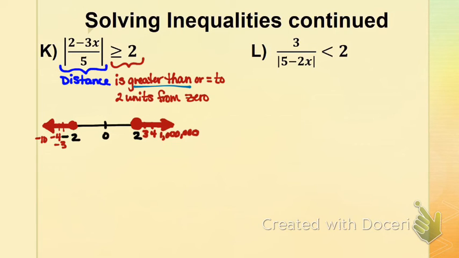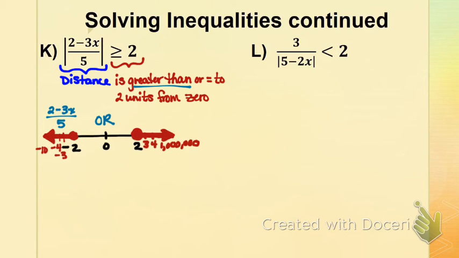That expression, 2 minus 3x over 5, either lives over here or it lives over here. It has to live in the shaded space. So I'm going to use that to write my 2 inequalities that I'm going to use to solve this.